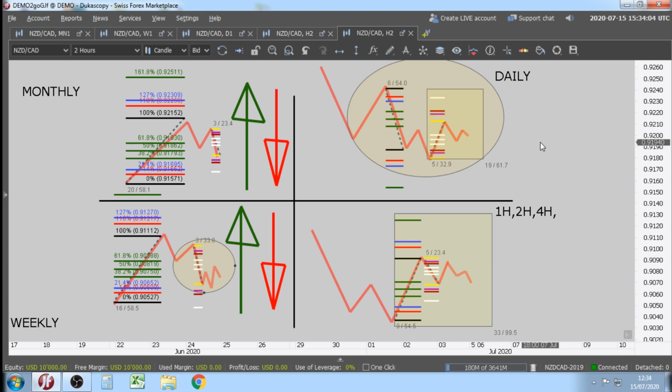Weekly original Fibonacci C is confirmed. It doesn't help you. Don't mix apples with bananas, Zuelius. The weekly is not helping you when you are entering on the 1-hour, 2-hour, 4-hour chart. But you guessed correctly the daily.